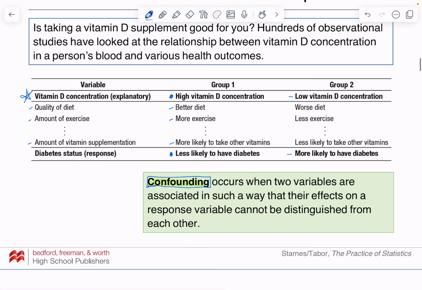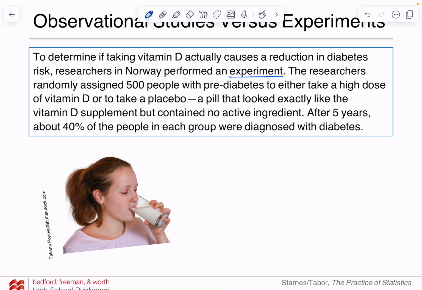All right, now, if we wanted to actually see if vitamin D causes a reduction in diabetes, we would have to do an experiment. Okay, that's the only way to show causation, is to do an experiment. So an experiment deliberately imposes a treatment. Like, we are purposefully saying, okay, you're going to do this, to hopefully reduce that confounding, and to try to see if we can get a causation.